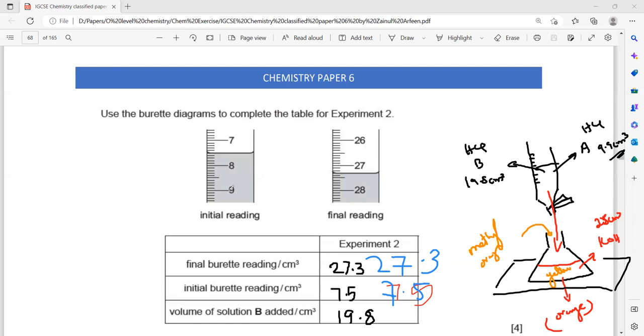Like here, for potassium hydroxide and HCl, for example, if in the conical flask we have 10 moles of potassium hydroxide, we need 10 moles of HCl for a complete reaction. These 10 moles are present in 9.9 cm cube in solution A, and in solution B the same 10 moles are in 19.8. So it means in the smaller volume, more moles are there, so that solution is more concentrated and this solution is less concentrated. Is the idea about the concentration of the two solutions clear? Yes, sir, clear.